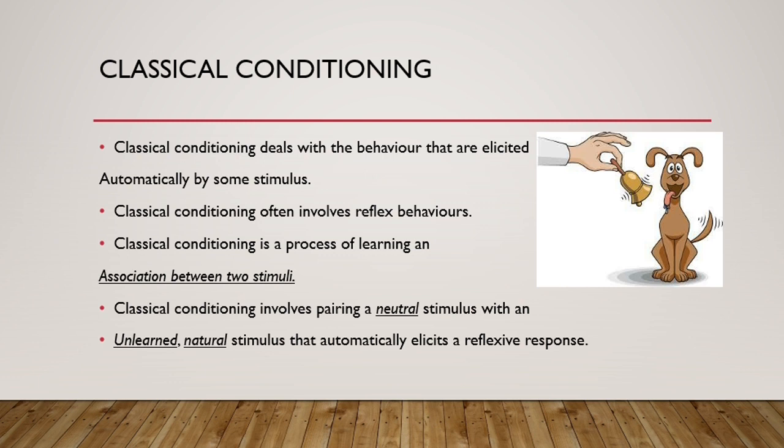Classical conditioning, the main points include: classical conditioning deals with behavior that is elicited automatically by some stimulus. Classical conditioning often involves reflex behavior. Classical conditioning is a process of learning an association between two stimuli. Classical conditioning involves pairing a neutral stimulus with an unlearned natural stimulus that automatically elicits a reflexive response. From these points, we conclude that classical conditioning is involuntary and it is an association between two stimuli.